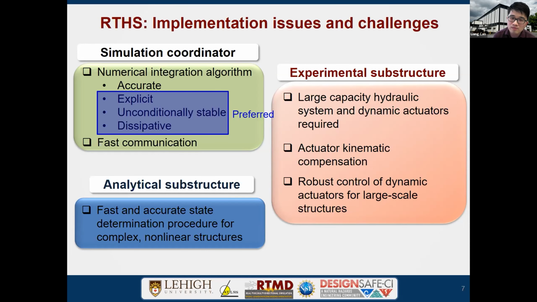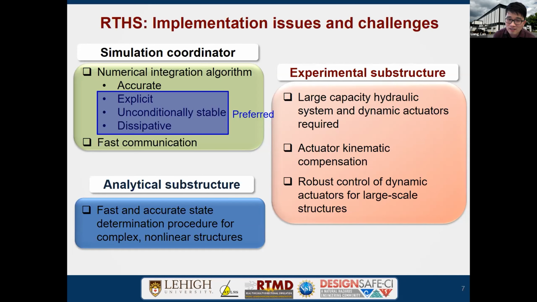And for the experimental substructures, there are three challenges. First, we prefer to do large scale because scale matters, right? The benefit of hybrid simulation is that you cannot build a full-scale high-rise building in your lab. That's why we only model a portion of the structure in the lab. So the benefit of hybrid simulation is that we try to do as large a scale, as full a scale as possible. To do so, you need a large-capacity hydraulic system and dynamic actuators.